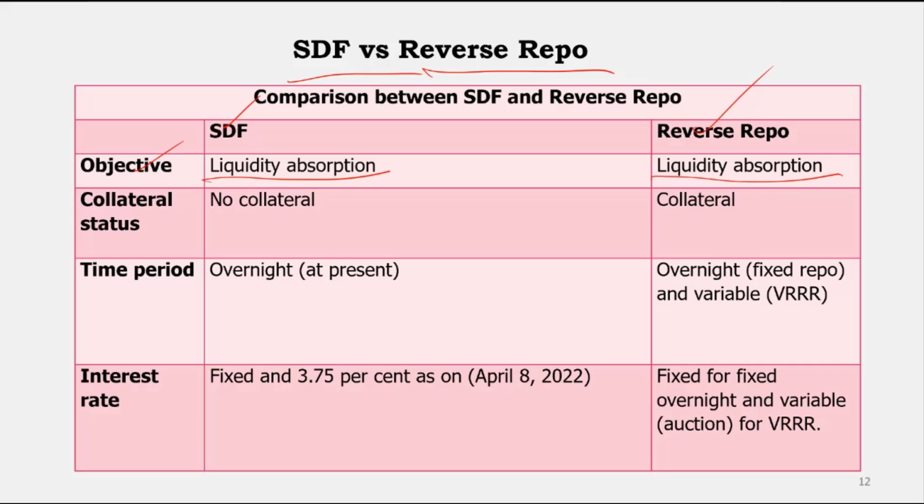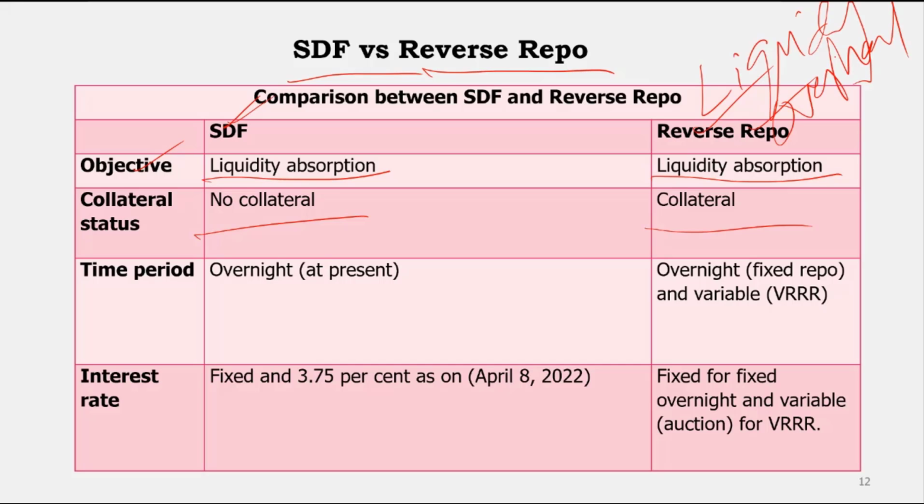When the banking system has excess liquidity, RBI can use both reverse repo and SDF. The purpose of both these instruments is the same. But the difference comes next. In the case of SDF, there is no collateral, whereas in the case of reverse repo, there is collateral. So the reverse repo is overloaded, working heavily. In that case, the RBI has to constantly supply government securities as collateral when it is accepting deposits from the commercial banking system. But when it is using SDF, there is no need. The RBI is completely free.